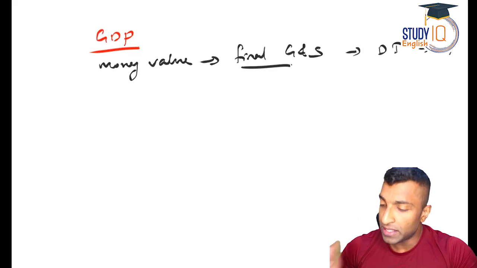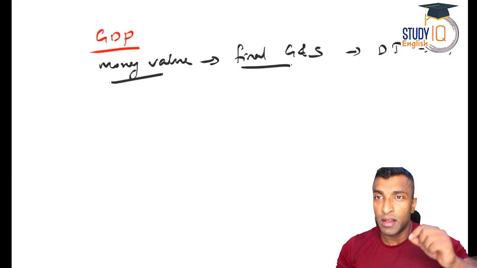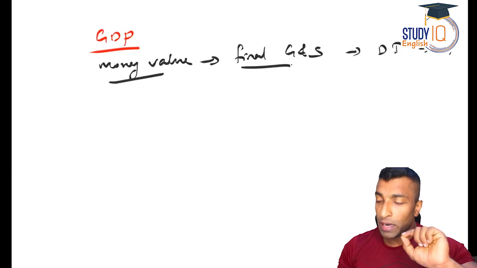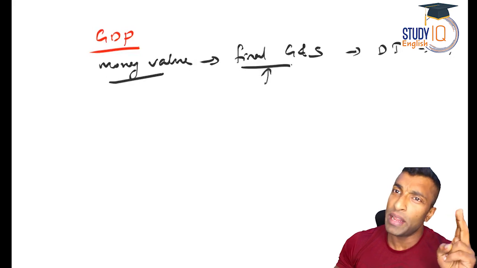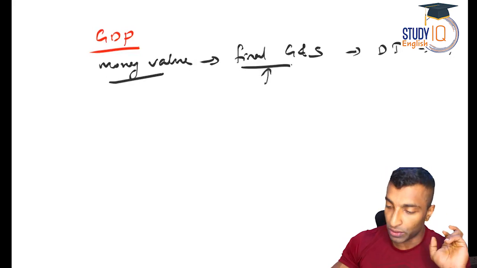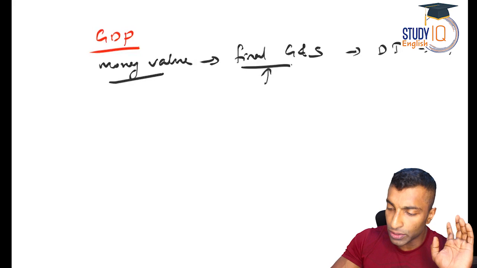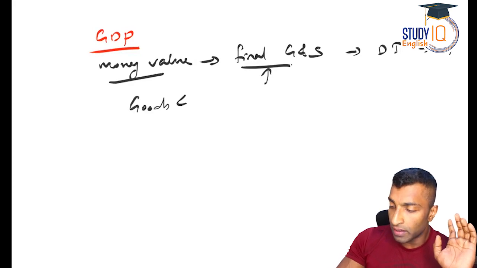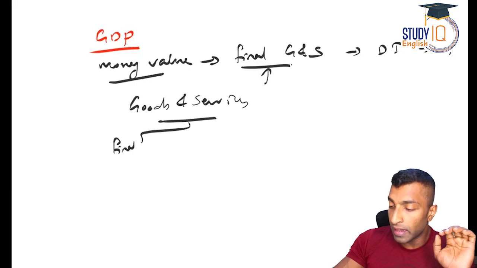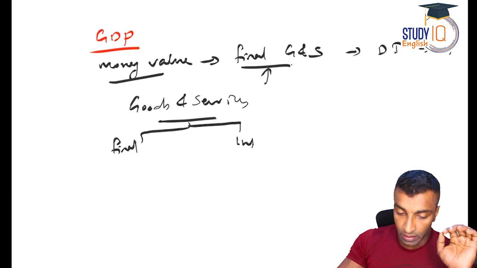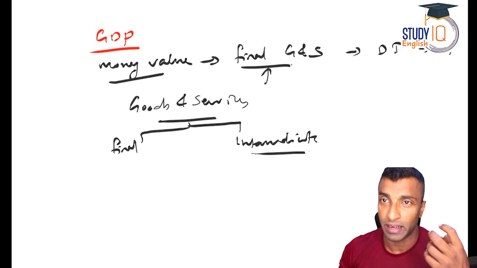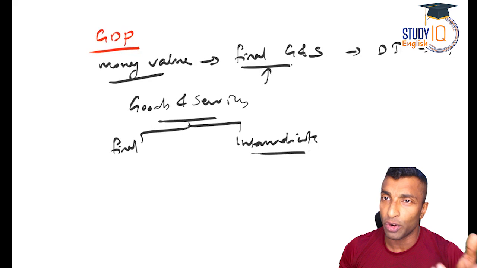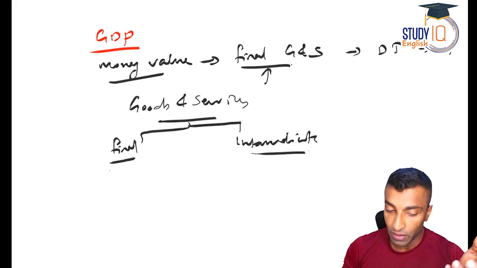So here the definition is of money value. You will be talking about the money value of all final goods and services. Now, what is final? There can be intermediate goods, there can be final goods. Goods and services can be final or intermediate. Now, what do you mean by intermediate? Intermediate goods are the raw materials. So we will not be taking the raw materials, we will be only considering the final goods.